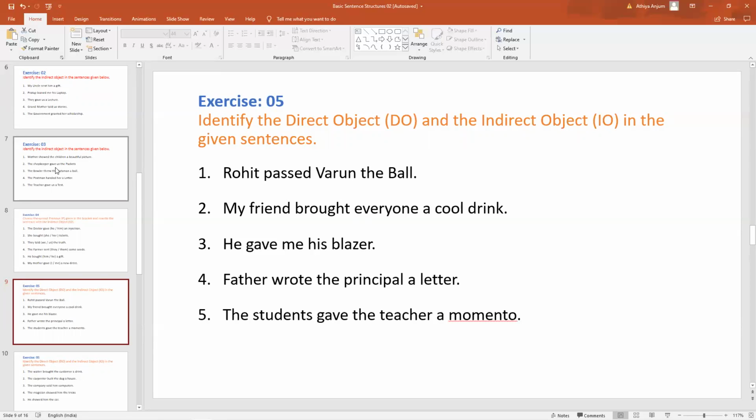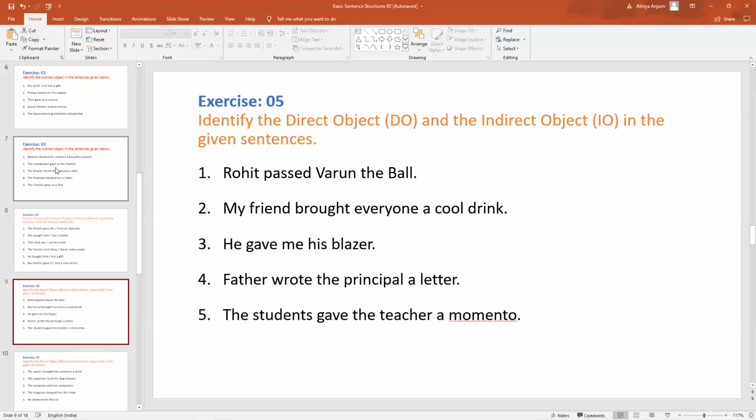All right. So here also you have the direct object and the indirect object. He gave me his blazer. All right. So here one object will be his blazer and the other one is me. So, which is direct and which is indirect. Father wrote the principal a letter. Right. So, again, the same thing. Identify which is more important.